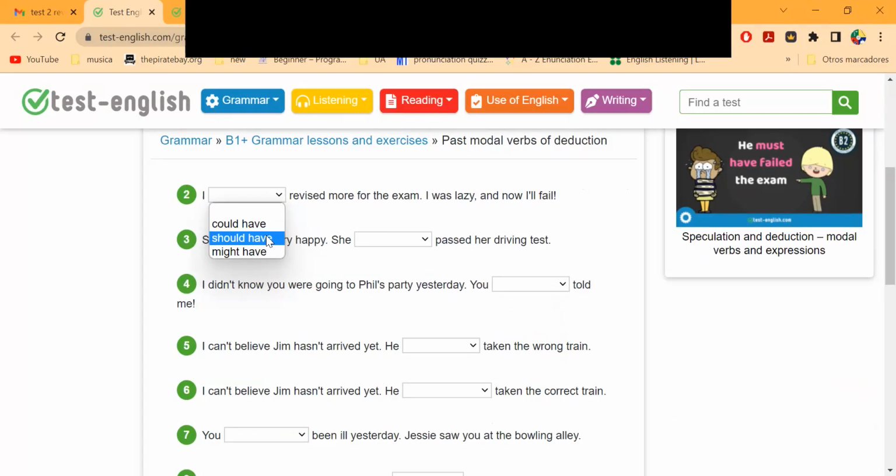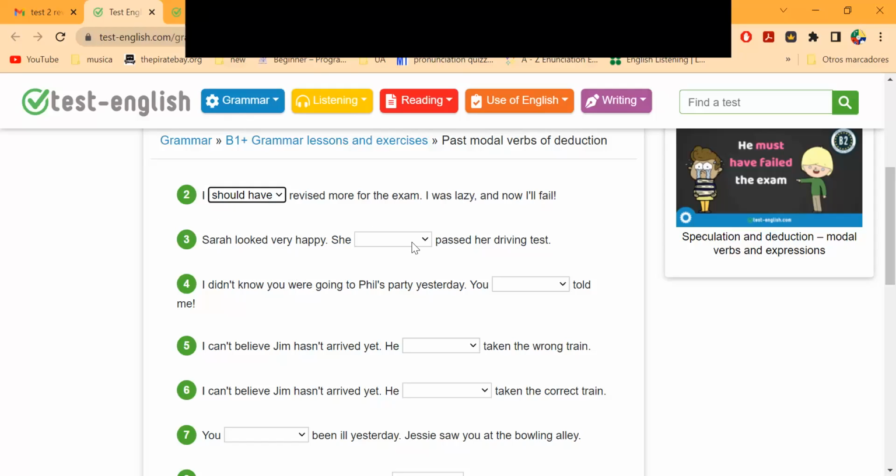I should have. Debería haber estudiado más para la prueba. Fui un flojillo. Y estoy seguro que me irá mal. I should have revised more for the exam. This expresses regret for something you didn't do or did in a wrong way in the past.